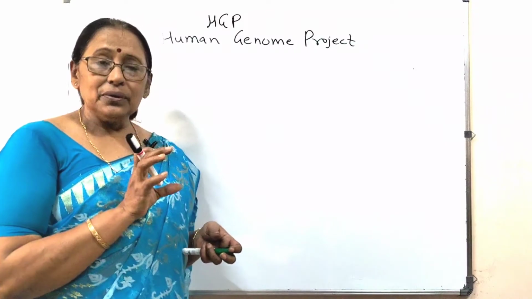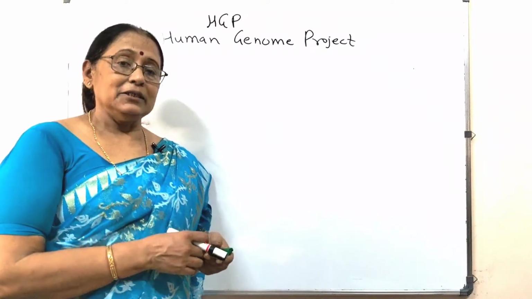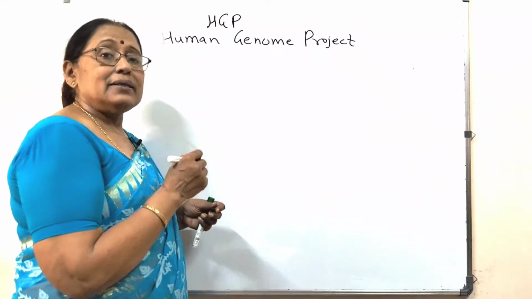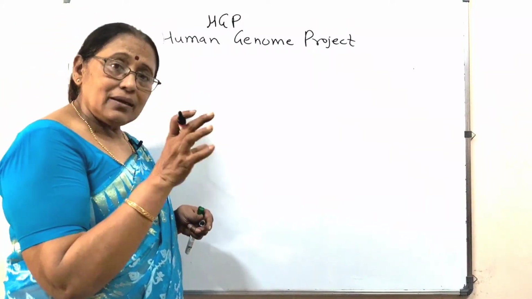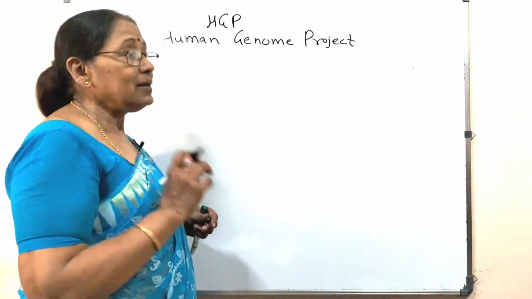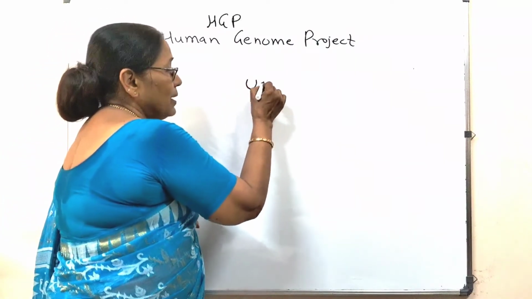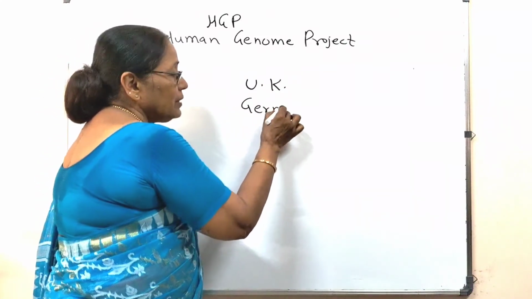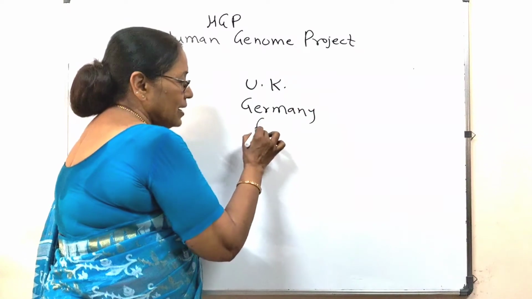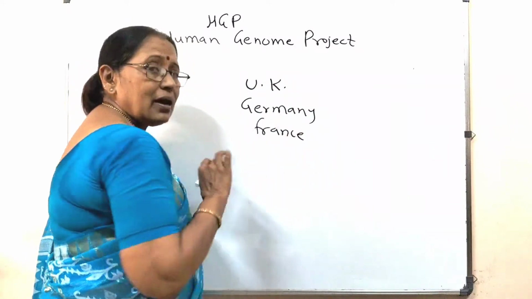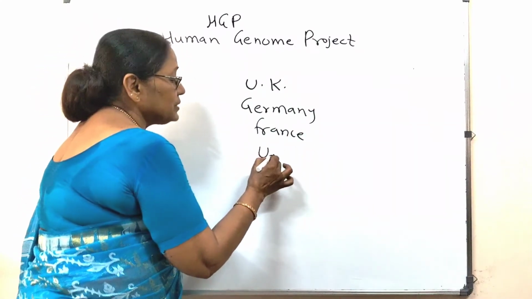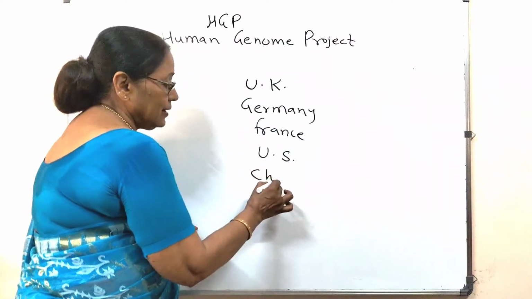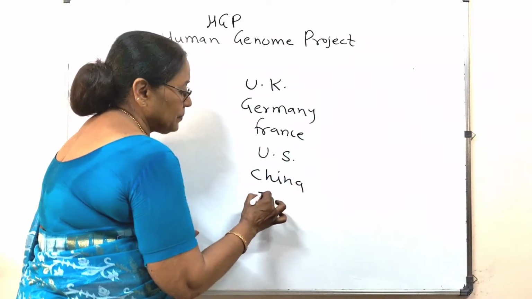Now we should know which countries participated in this huge mega project. How to remember the names of the countries? When you think of the developed European countries, you talk about UK, Germany, France, and where will US go? US has to be there, and from the east side it is China and Japan.